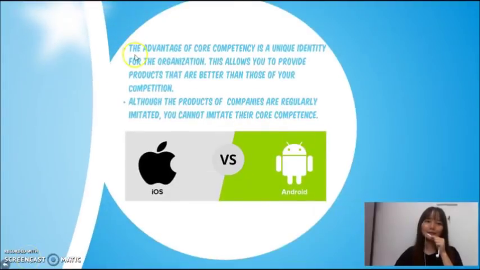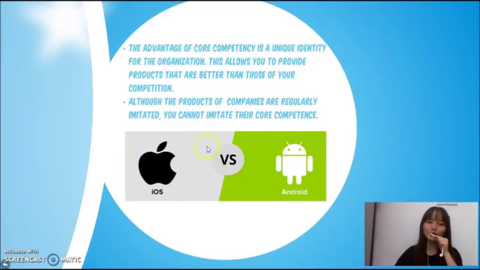Next is the difficulty of imitation. It means that the advantage of core competency is the unique identity of the organization. This allows you to provide products that are better than those of your competition. Products of companies are regularly imitated, but you cannot imitate their core competence.